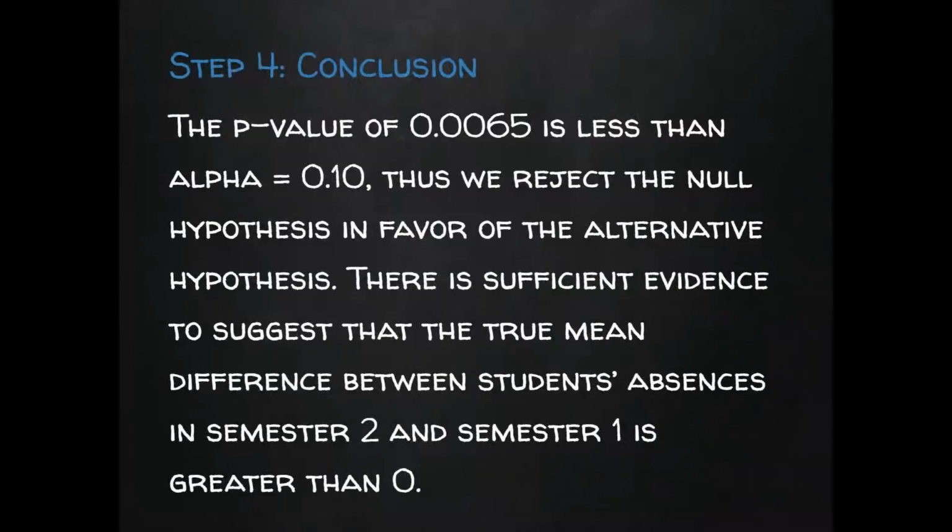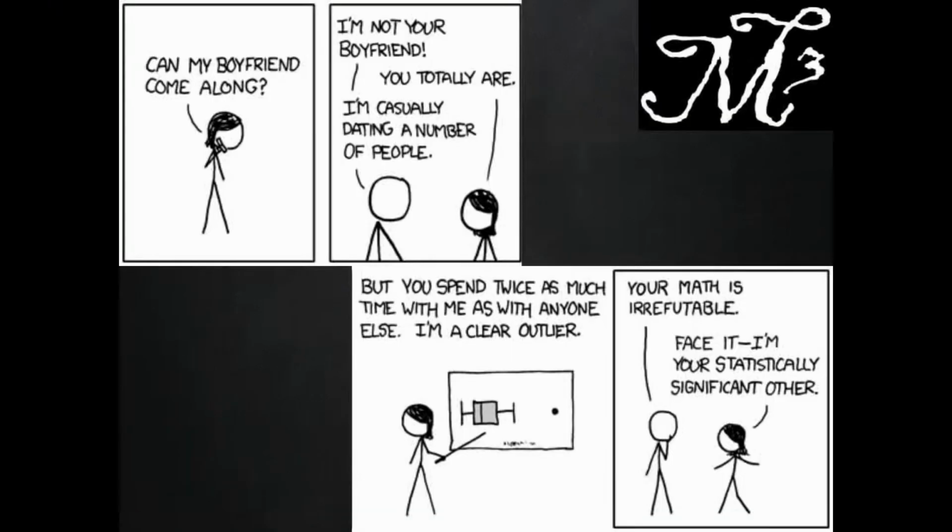The p-value of 0.0065 is less than alpha of 0.10. Thus, we reject the null hypothesis in favor of the alternative hypothesis. There is sufficient evidence to suggest that the true mean difference between students' absences in semester 2 and semester 1 is greater than 0.